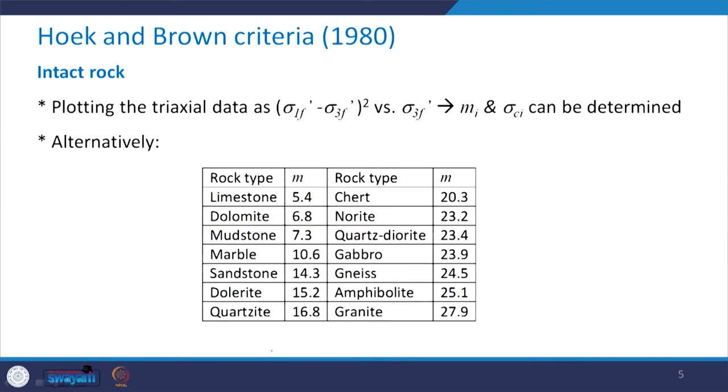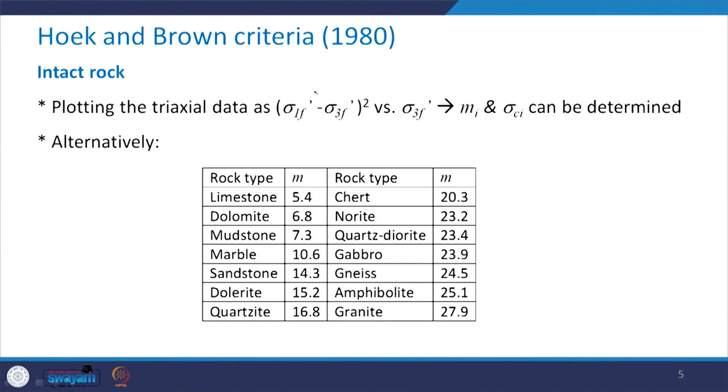Now, we have seen how the equation for the intact rock looks like. So, if we plot the triaxial data as (sigma 1f minus sigma 3f) whole square versus sigma 3f, we can plot a straight line between these two, and from there we can obtain mi and sigma ci. So, the parameters were s, m and sigma ci. This is the way we can find out mi and sigma ci, and you have seen that s is going to be equal to 1 in case of the intact rock.